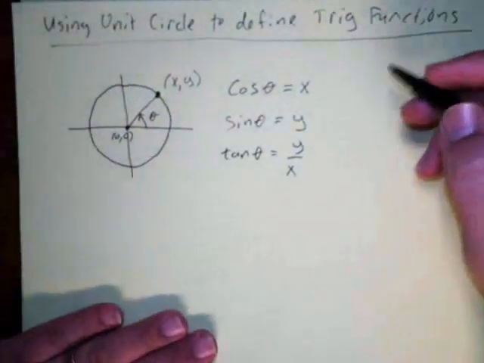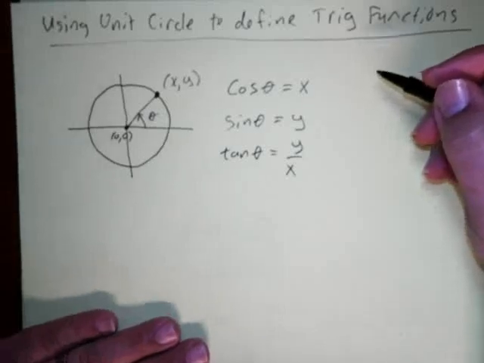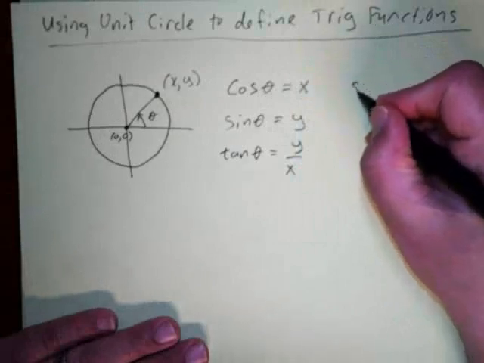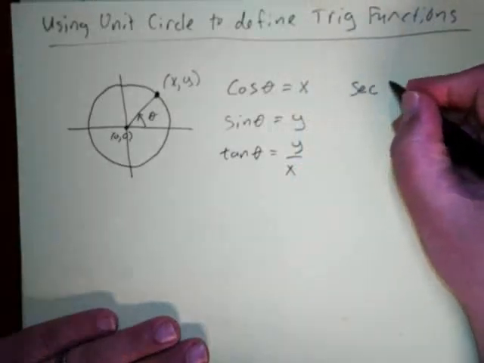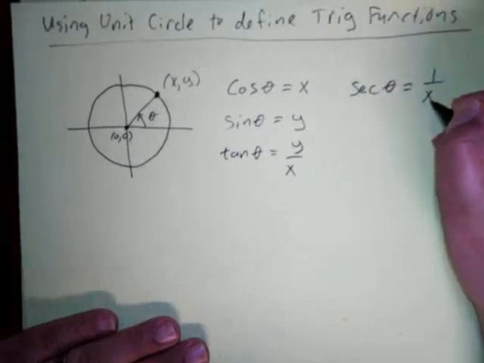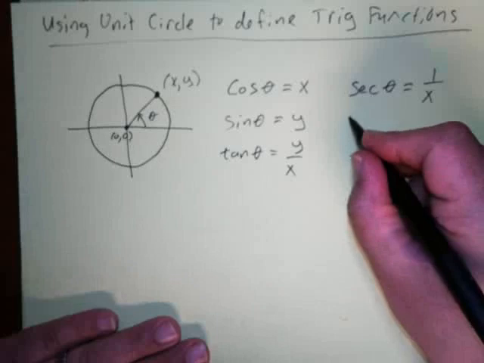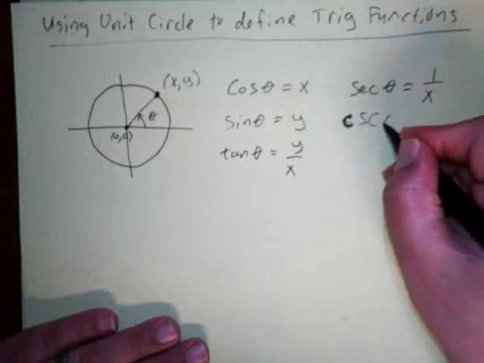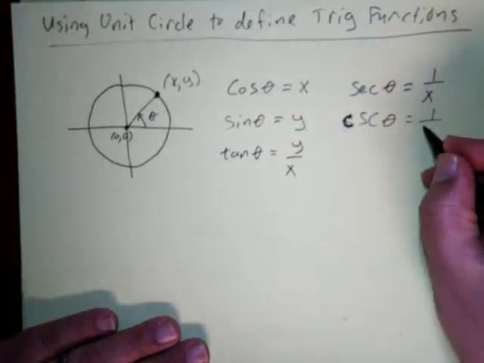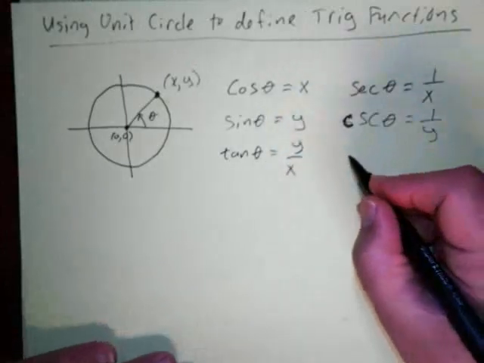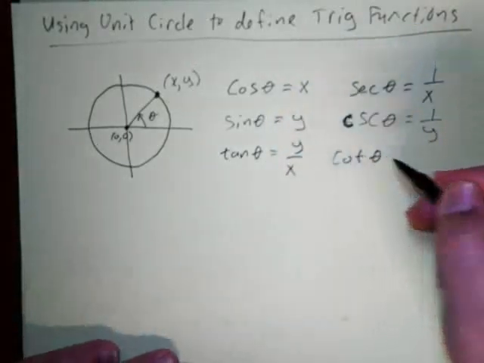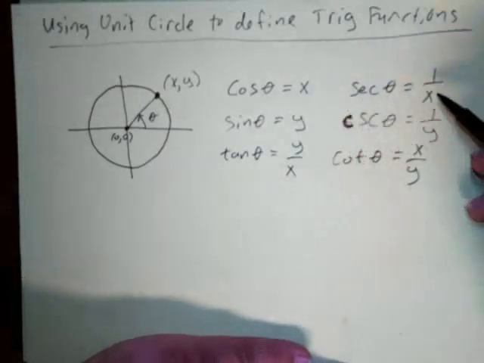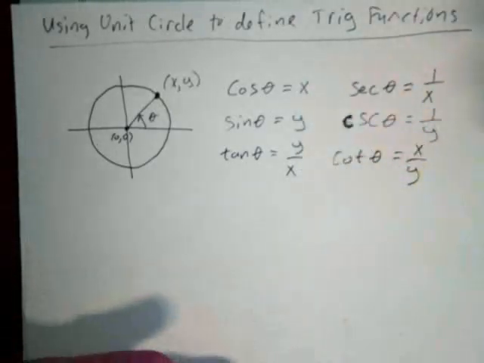And then we also include three other trigonometric functions, and they are just the reciprocals of each of these. The reciprocal of cosine theta is the secant of theta, which is equal to 1 over x. The reciprocal of sine theta is the cosecant of theta, which is 1 over y. And the reciprocal of the tangent of theta is the cotangent of theta, which is equal to x over y. So each of these are just the reciprocal of each of those.